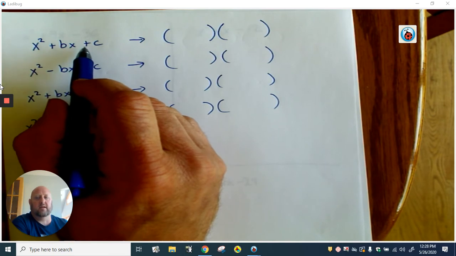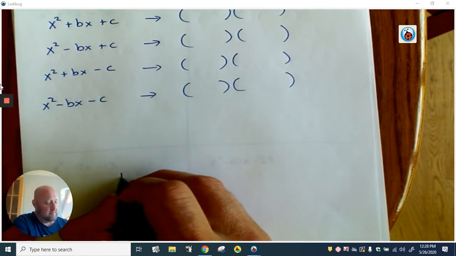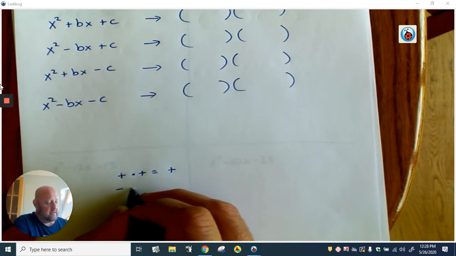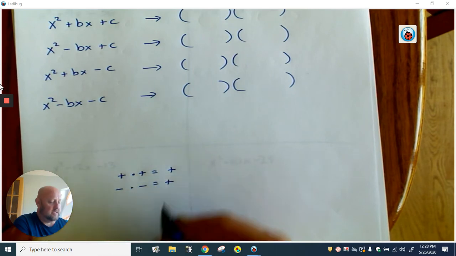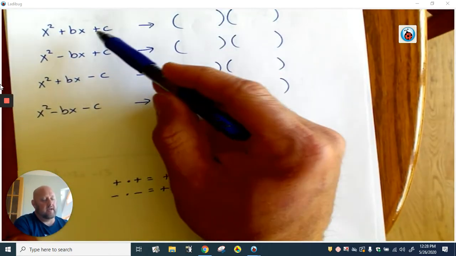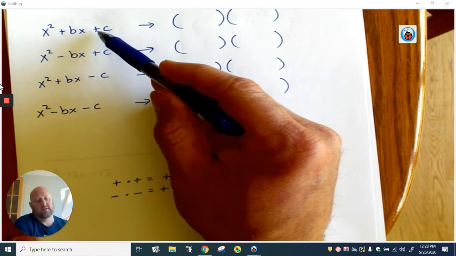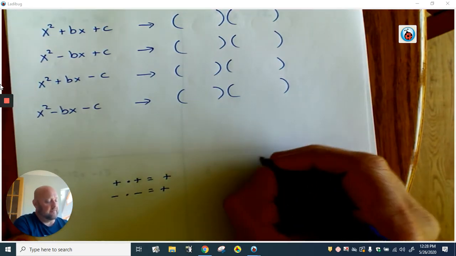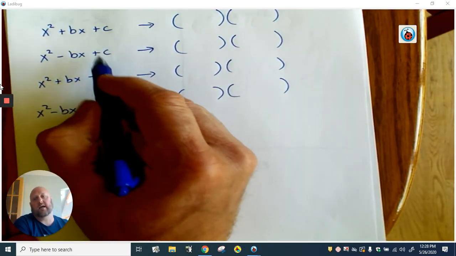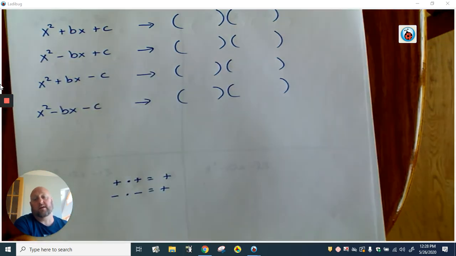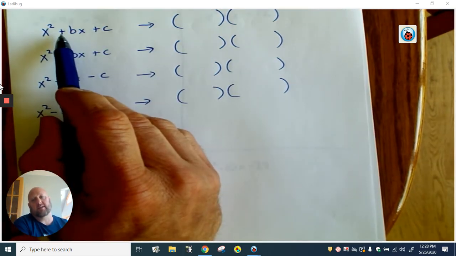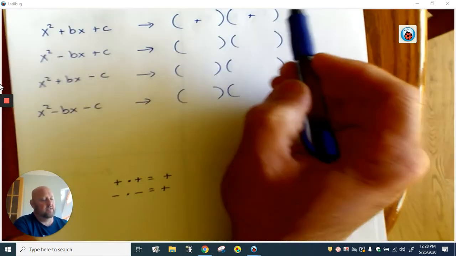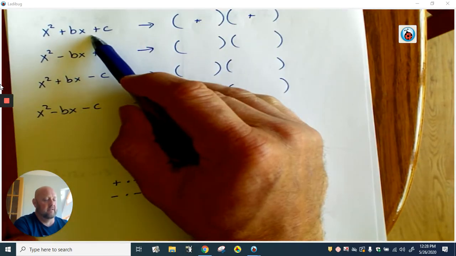Well, how do you multiply together to get a positive? Well, a positive times a positive would equal a positive, but a negative times a negative would also equal a positive, right? So the fact that this one is positive tells me that they have to be the same. So if the C is positive, that tells me these have to be the same values, right? They're either both positive or both negative. But then if they have to add up to be a positive, well, that means it has to be two positives, because that's the only way you're going to multiply together to get a positive and add up to a positive.